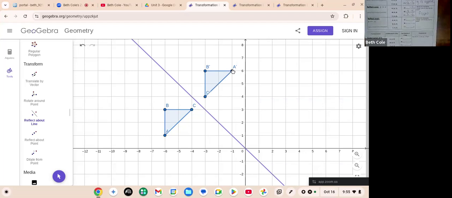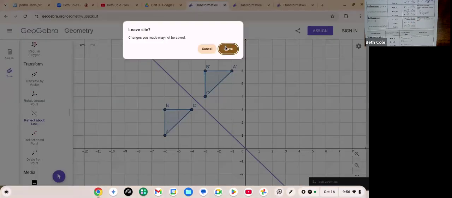Yeah, it's -1, +6, right there, where A prime is. -1, +6. Good. And then B prime, -3, +, good. Perfect. You guys can all plot points, all right? And then C prime is -3, +4. Perfect. Awesome. You guys rock. Okay, making my job easy today.